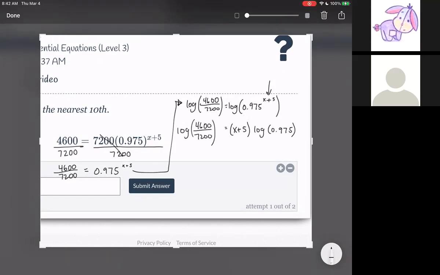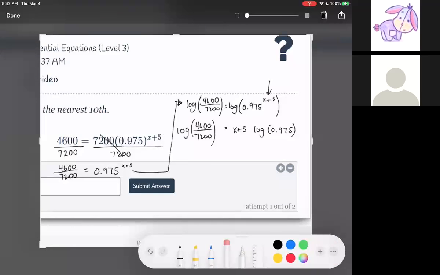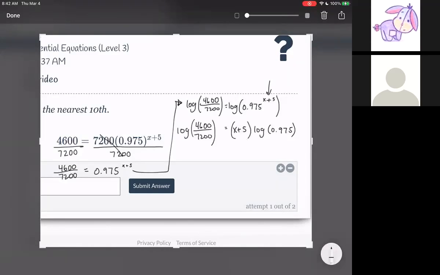Okay, and so some of you might be wondering why I wrote parentheses around the x plus 5, and that's because if I don't put the parentheses here, this no longer says x plus 5 multiplied by log 0.975. This says x plus 5 multiplied by that. So I don't want just the 5 to be multiplied. I want the entire exponent, and the entire exponent was x plus 5. So since I want the entire exponent to be multiplied to the log, I have to put the entire exponent in parentheses because it's got two terms in it. It's got the x and the plus 5. So I have to put parentheses around it.